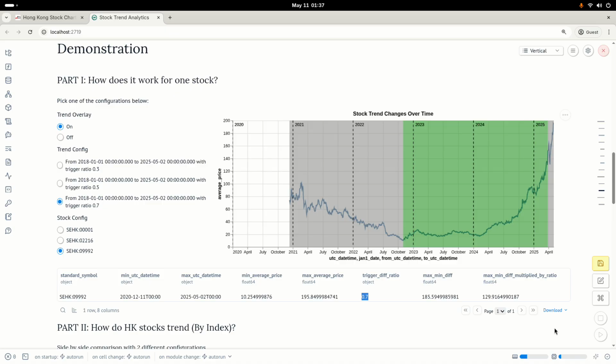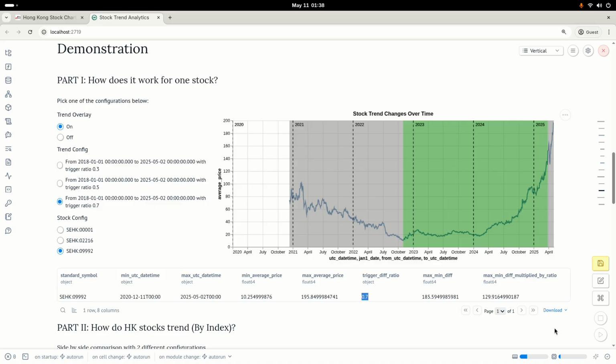So back to this example, this is an average price graph which I created using the OHLC data. I basically add up the open, high, low, and close, divide by 4, and I get the average price. And for this whole period, I get the minimum and the maximum price, and the difference is multiplied by the ratio, and I get a trigger price difference.